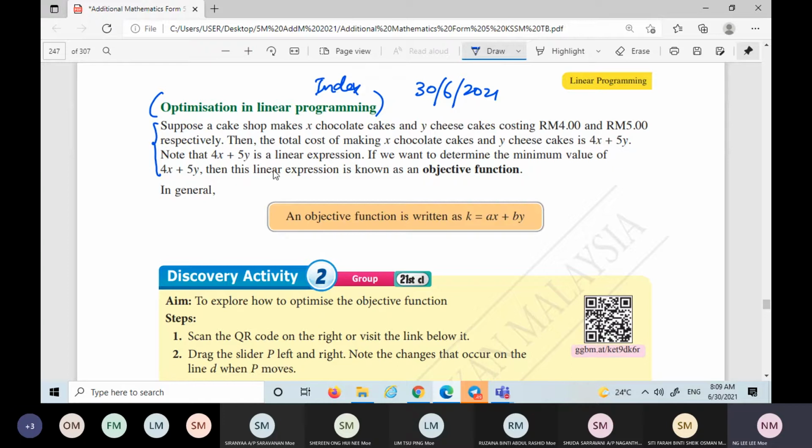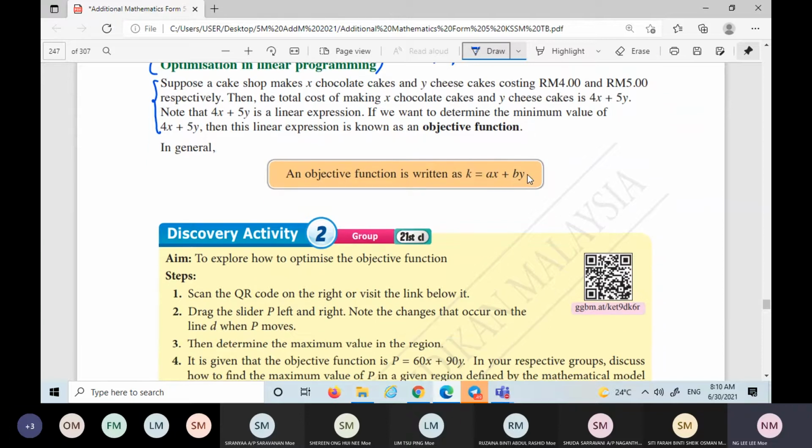Then this linear expression is known as the objective function. Usually we let this expression equal a number. So an objective function is written as k equals ax plus by. This is what I said: let it equal a number, and that number is k here. And then you need to know how to find the k. After that, I will go through how to find the k.